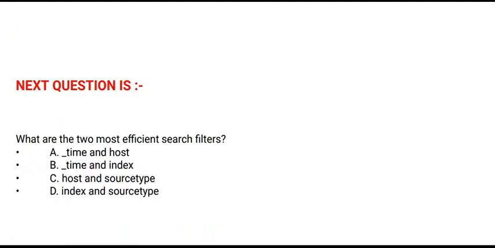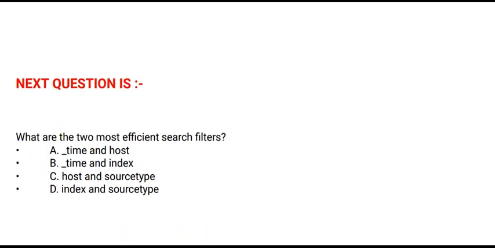Next question is, what are the two most efficient search filters? Options are option A, time and host, option B, time and index, option C, host and source type, and option D, index and source type. The correct option is option B.